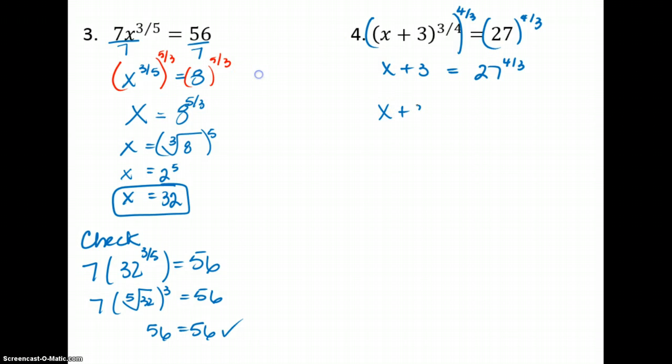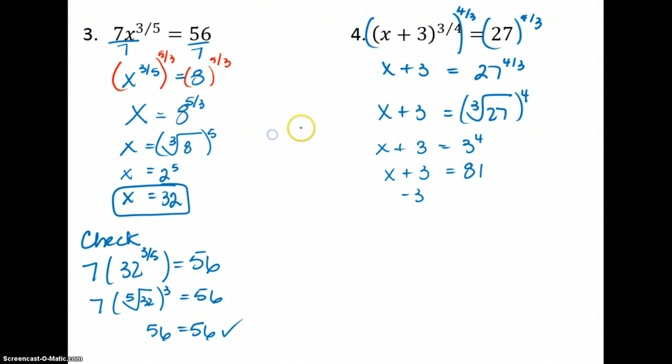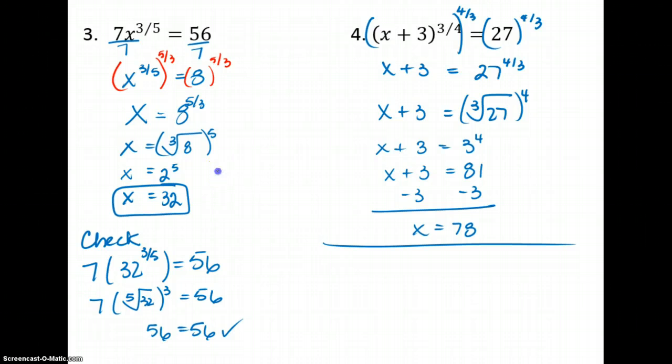Continuing to simplify, I get the cube root of 27 to the 4th. X plus 3 equals, cube root of 27 is 3, 3 to the 4th is 81. And then finish by subtracting my 3. So x equals 78. And again, before I can go on, I need to check for extraneous solutions.